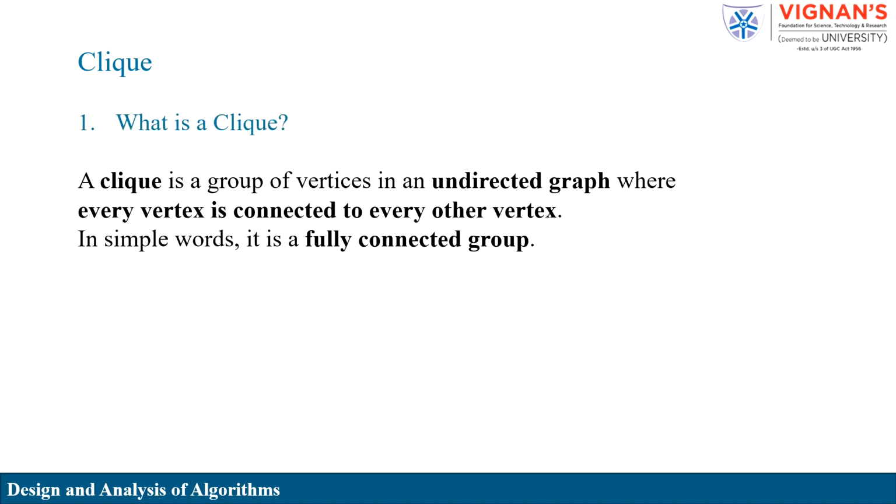First, what is a clique? A clique is defined as a group of vertices within an undirected graph where every vertex is connected to every other vertex. In simpler terms, you can think of it as a fully connected group where a direct link exists between every single member of the set.